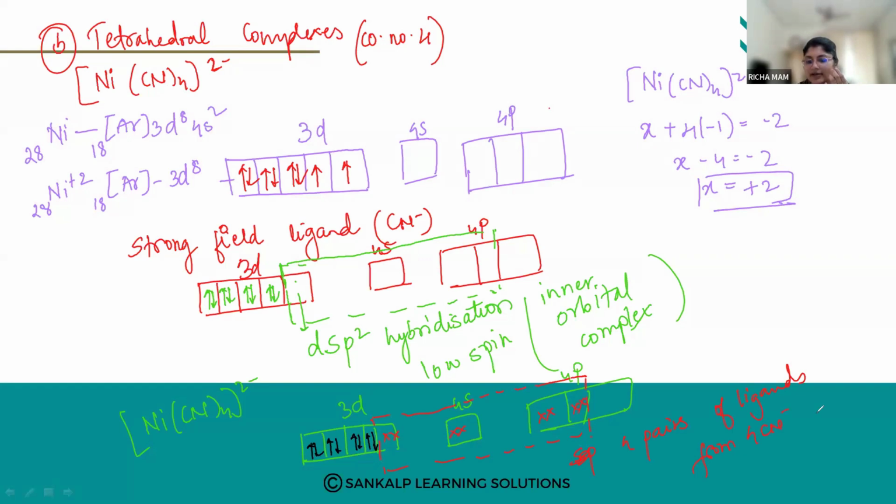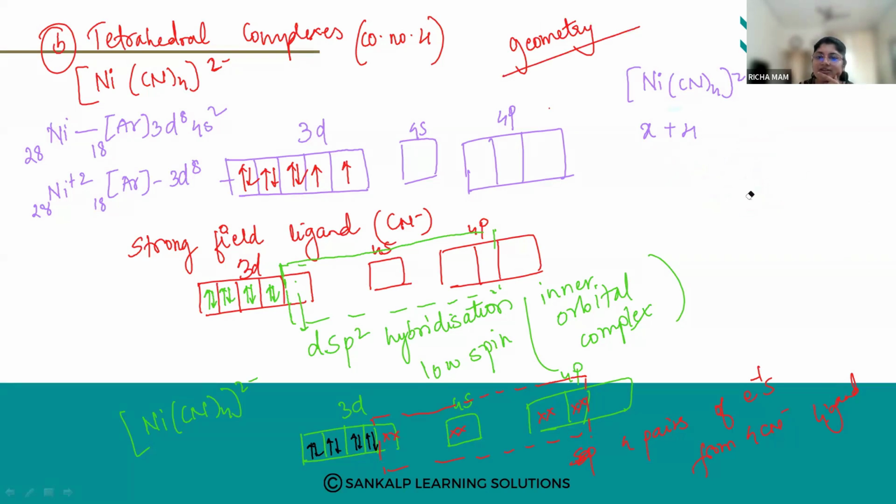from four cyanide ligands. Okay. So these are the four pairs of electrons, not ligands, four pairs of electrons from four cyanide ligands. Yes. Now, can you tell me the geometry? Can anyone tell me the geometry of this? Try. When you have a coordination number 4, what will be the geometry, students? Try. Not tetrahedral. It will be square planar.